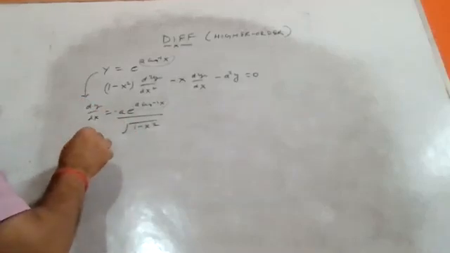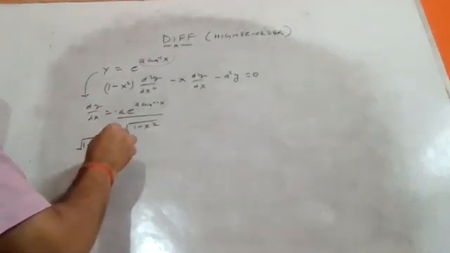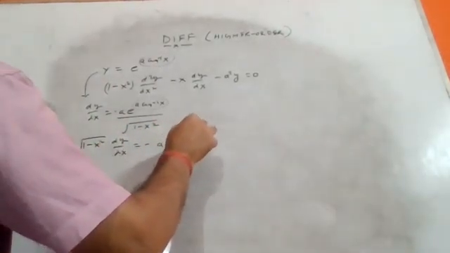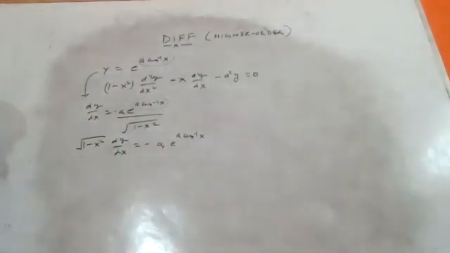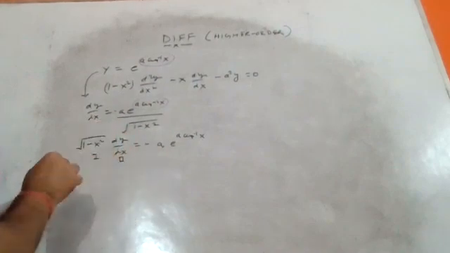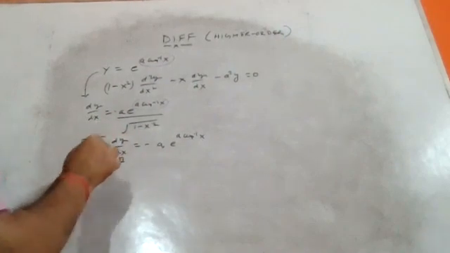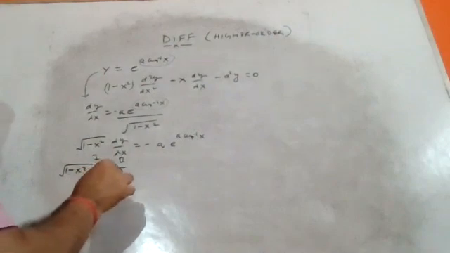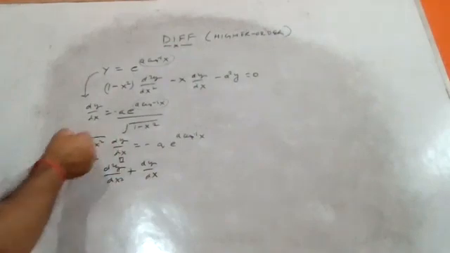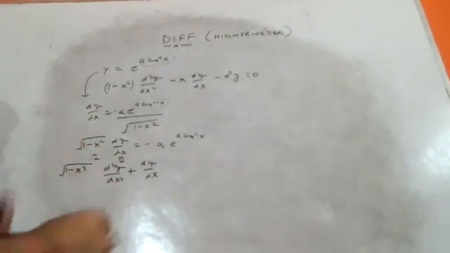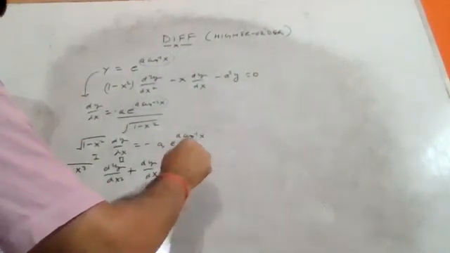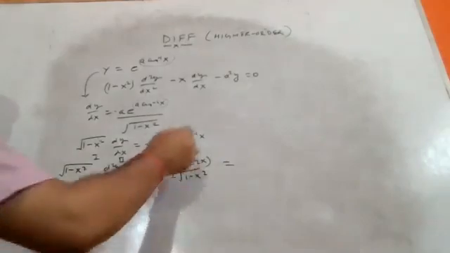This one will become root of 1 minus x square dy upon dx is equal to minus a into e raised to power a cos inverse x. Like this one, right? And now use law of product. This is your first and this is your second. Your first function times the differentiation of dy upon dx, that is d2y upon dx square, plus second function dy upon dx. Differentiation of root of this using chain rule is this one. So 1 upon 2 root of 1 minus x square, and here is what? Minus 2x.